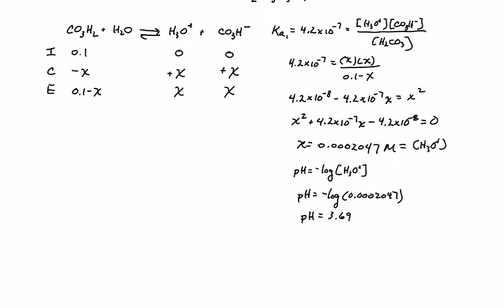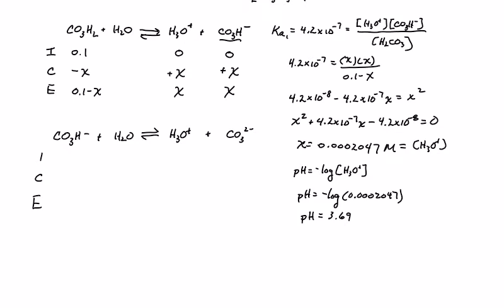Now, what about the other stage here? Well, we're not quite done yet. We need to take the bicarbonate and show that undergoing dissociation as well, giving us carbonate. And again, we're going to create an ICE table, but notice there's going to be something a little bit different about this ICE table.